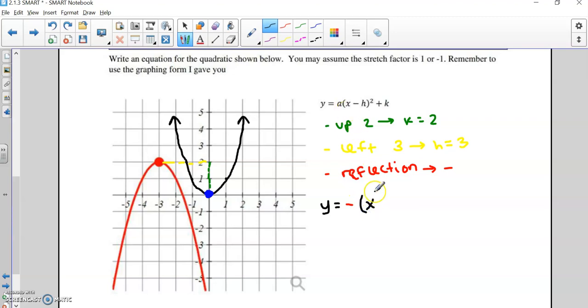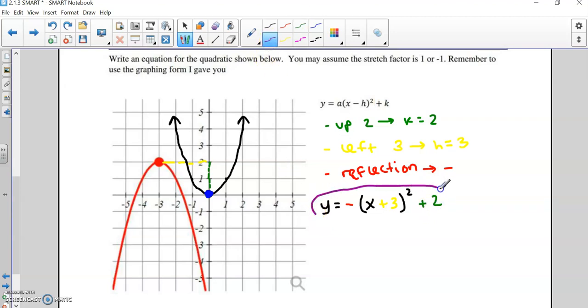Okay, the x is always as is. Now we decided that our h is going to be positive, so we're going to do a plus 3. Don't forget to square it. And then our k is 2, and k goes right on the end here, so plus 2. And that is it. We are done writing the equation.